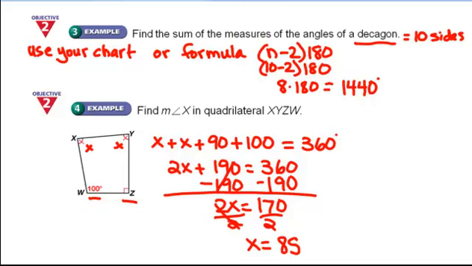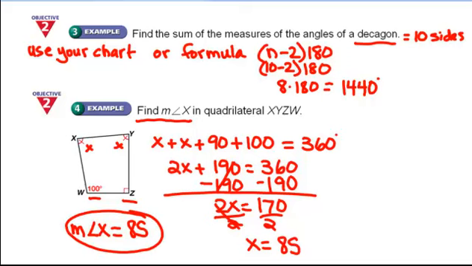Now I solved for x, but you have to make sure you answer the question. They want you to find the measure of angle x. So I say the measure of angle x is equal to 85. And I'm done with the problem.